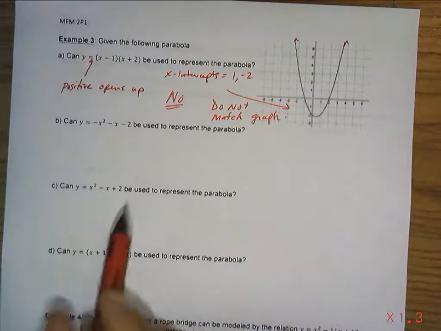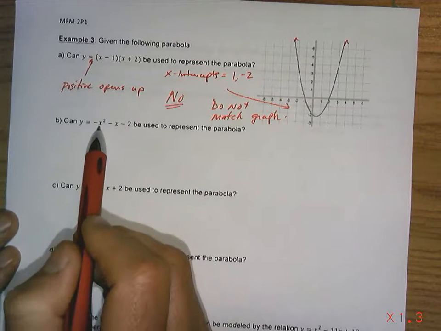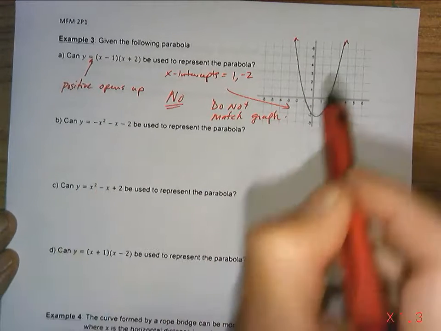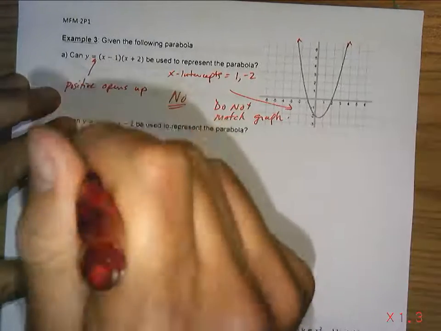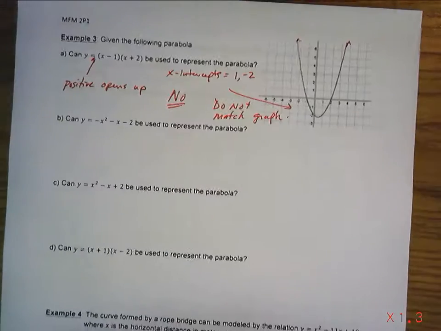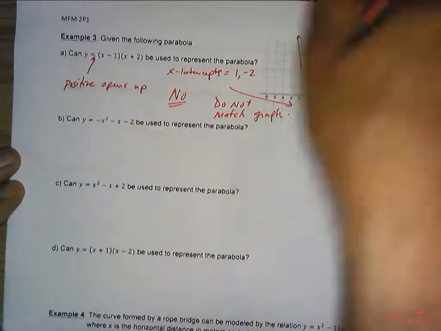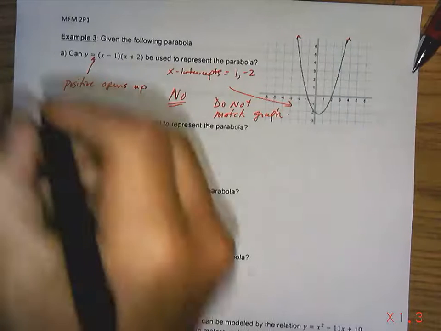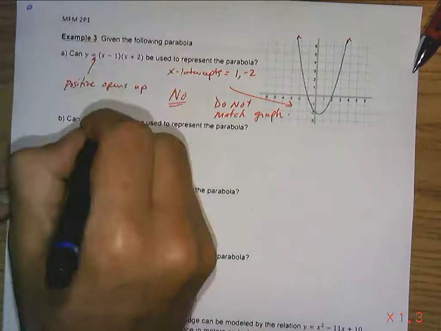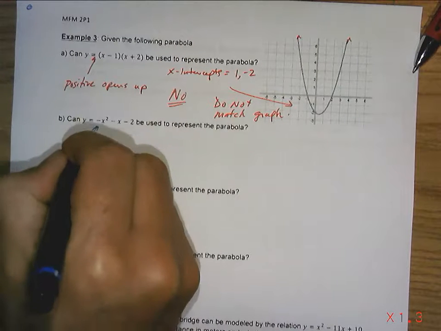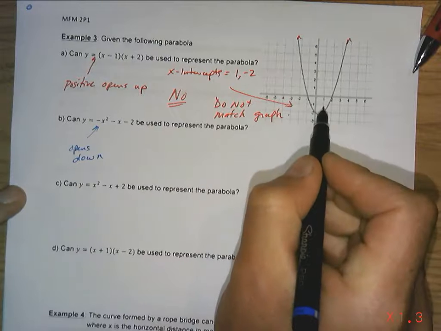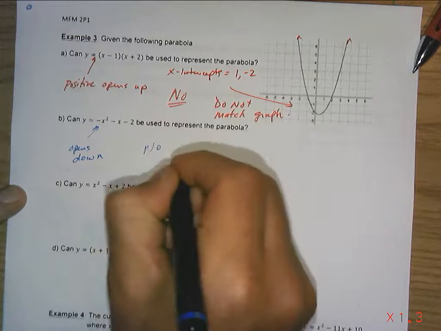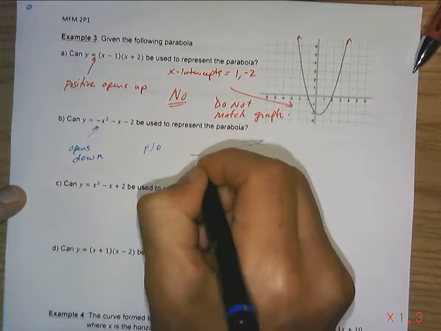Next question. Can y = -x² - x - 2 represent this? So each one of these we're going to be asking, can the equation represent the graph that we have? Well, let's take a look. I'll try a different color. Let's see how my blue's working now. So it's negative here, so it opens down. Well, this opens up. So no, does not match graph.